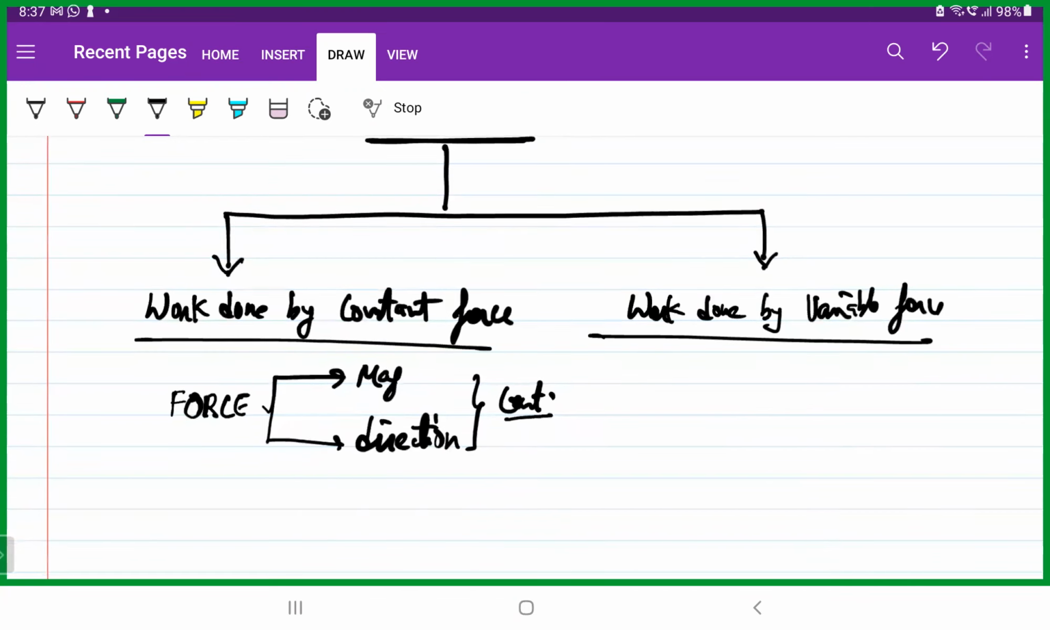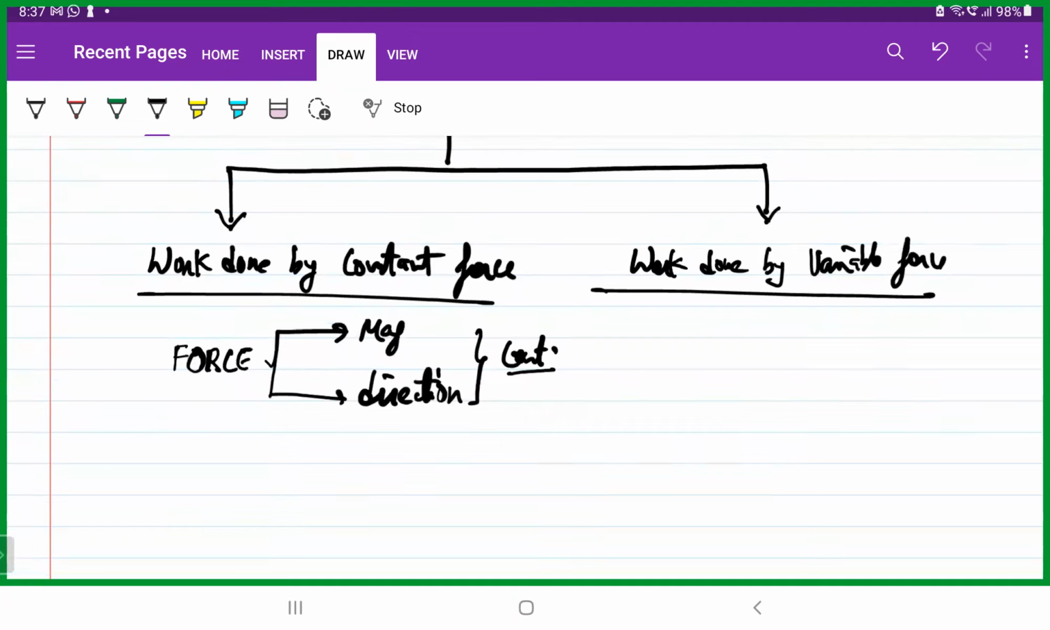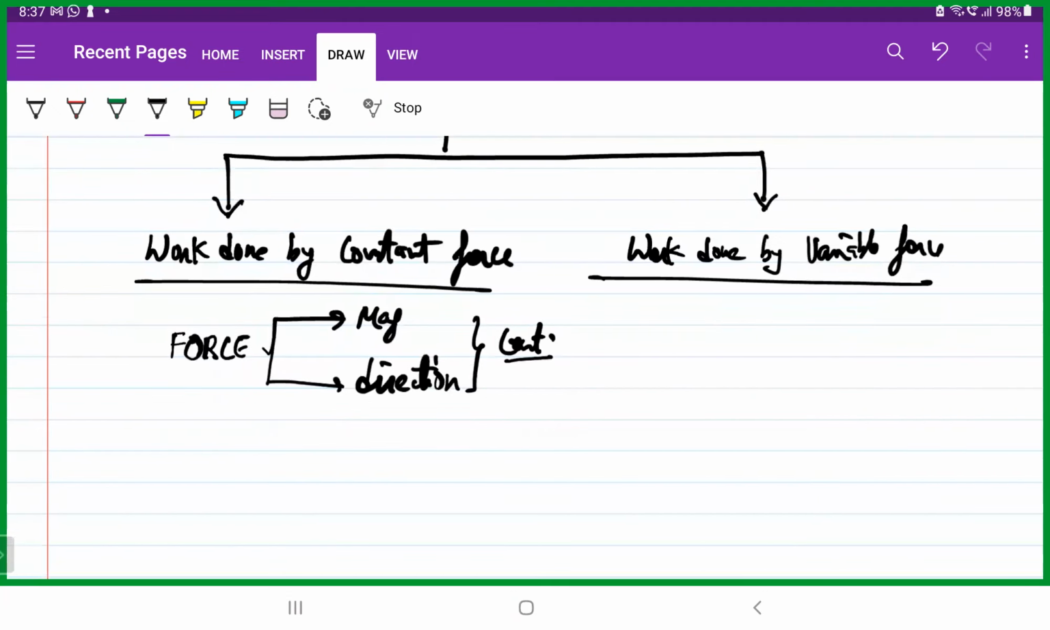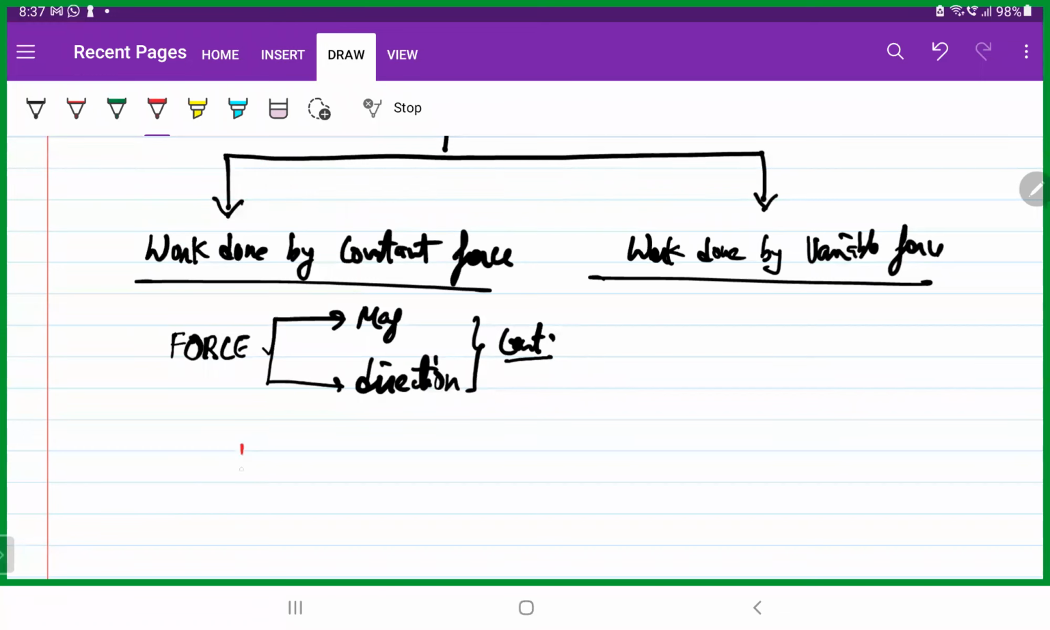So let's first concentrate on work done by a constant force, because work done by a variable force is based on work done by a constant force. If you understand the constant force, the variable force you can do easily, but there are some initial changes. Once you make the change, we can apply a similar formula. So, work done by a constant force: one formula is there that you have to remember. It is nothing but the dot product of force and displacement.